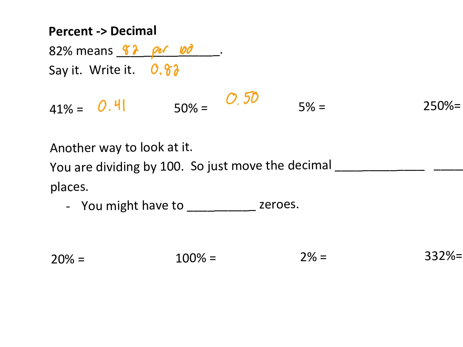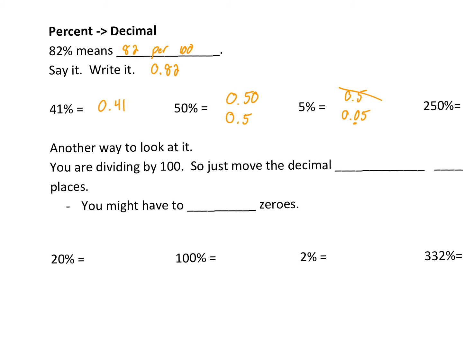You know what we could also write that as? Just 0.5. We can drop that trailing 0. 5%, like this. Nope, that's 5/10. We have to do this. 5/100. Now we can't drop that 0 like we did on the last one. It's not trailing. That 0 is very important in the tens place.